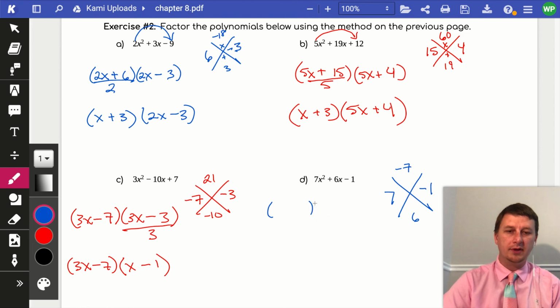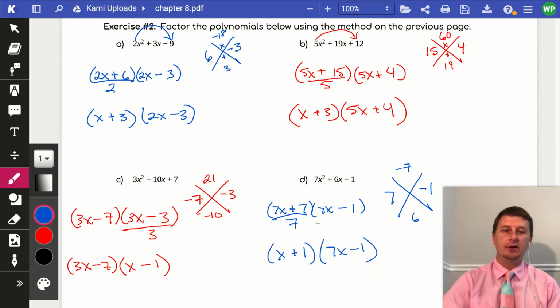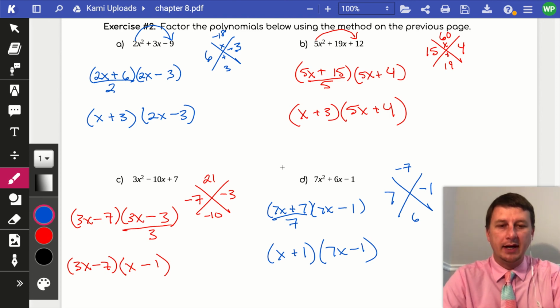So let's open two sets of parentheses. Start each one off with 7x this time because our a term is 7. We know our two factors are going to be positive 7 and negative 1. And our final step is to divide one of these sets of parentheses by whichever is divisible by the a term of 7, which is the first one in this case. So when we divide that by 7, we get 7x divided by 7 is x. 7 divided by 7 is 1. And then multiply that by 7x minus 1 for our final factorization of 7x squared plus 6x minus 1.